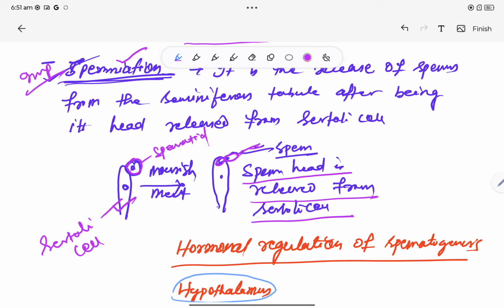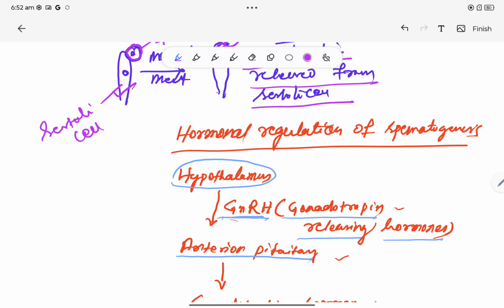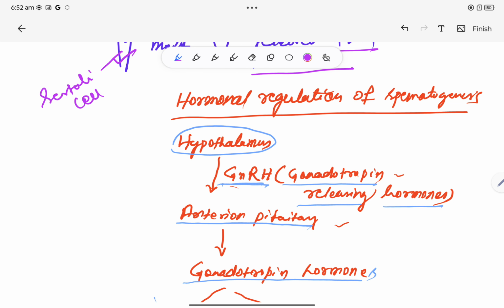Now come to the hormonal regulation of spermatogenesis. The whole process, may it be oogenesis, may it be spermatogenesis, both are regulated by a group of hormones. Let us see which hormones are regulating this. The hypothalamus, which is present in the brain, secretes gonadotropin releasing hormone. The short form is GnRH. So you have to write capital G, small n, capital R, capital H.